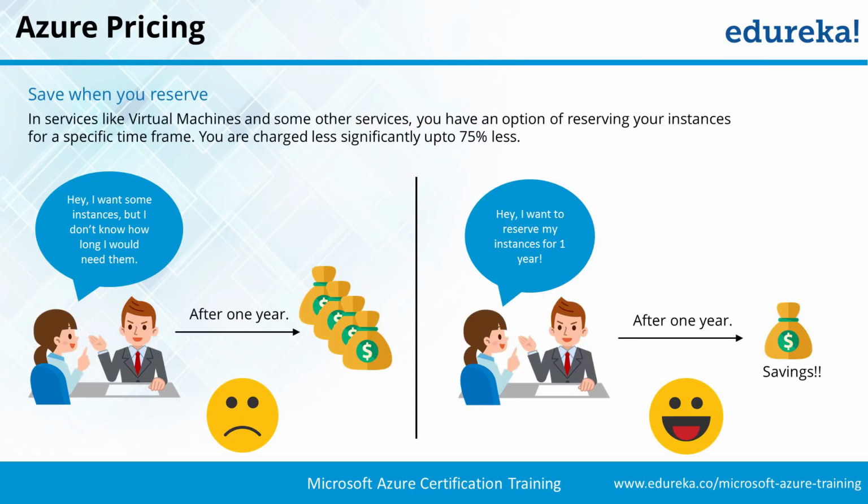Then you have reserved instances. In case I go to Microsoft and tell them that I need these many machines for a year, Microsoft will say yes, we will go ahead and reserve these many instances for a year. You pay us the upfront cost. And of course, there's a lot of saving involved in that. I mean, we pay 75% less when we go ahead and pay upfront for a year.